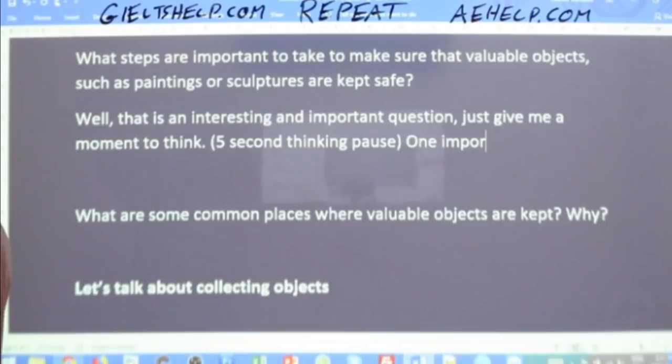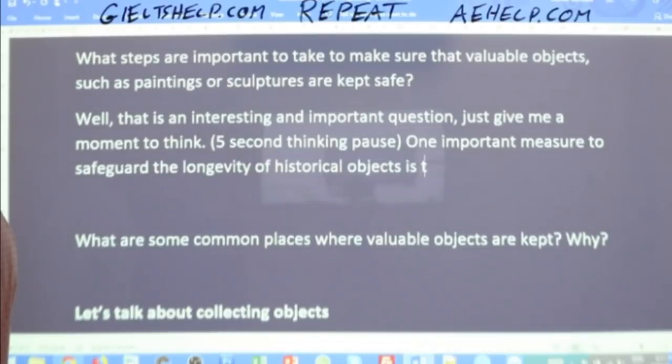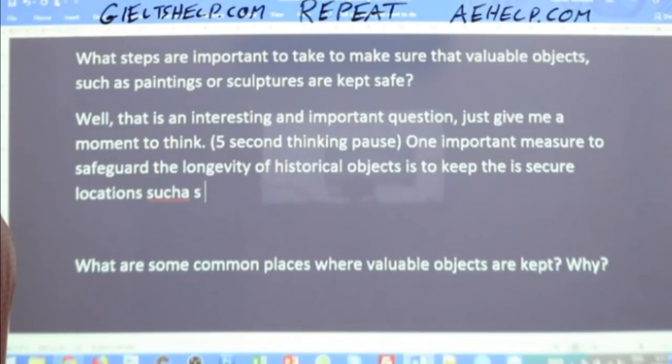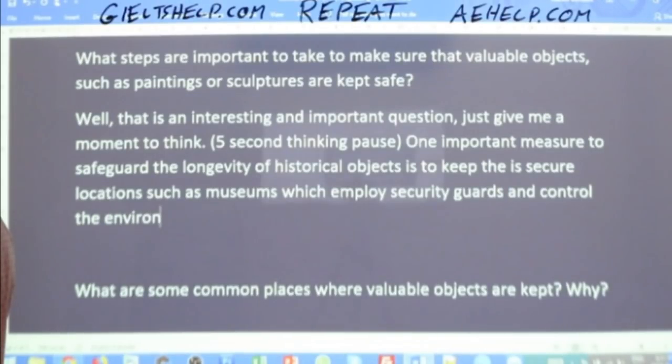One important measure to safeguard the longevity of historical objects is to keep them in secure locations such as museums, which employ security guards and control the environment like humidity and temperature.